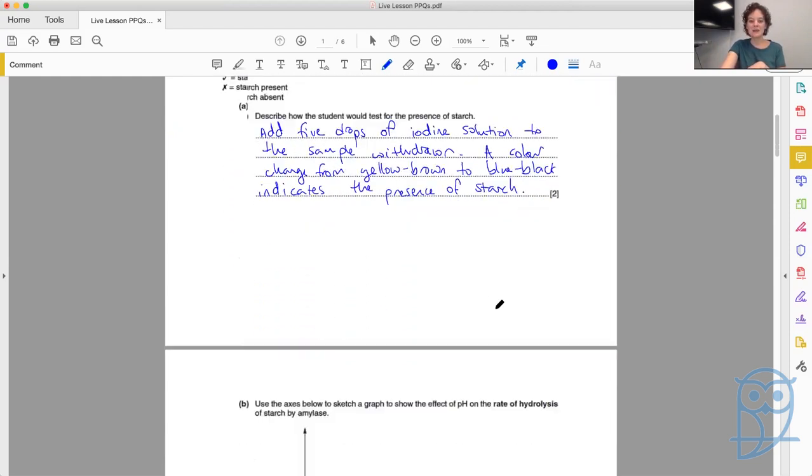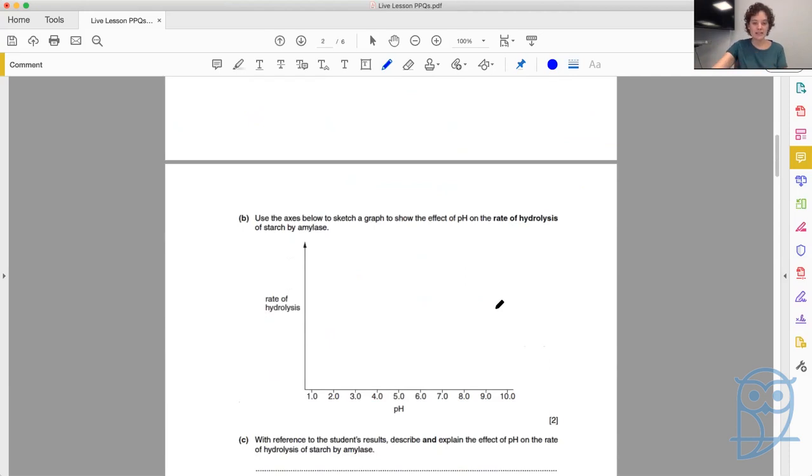Okay, so at 1, we didn't test. At 2, there was nothing. At 6 was our highest. At 9, there was nothing. At 10, we didn't test. So we're going to just draw in that classical pH graph as best we can. One smooth curve. Okay, no points plotted, just a smooth curve because we are sketching this curve. Done.